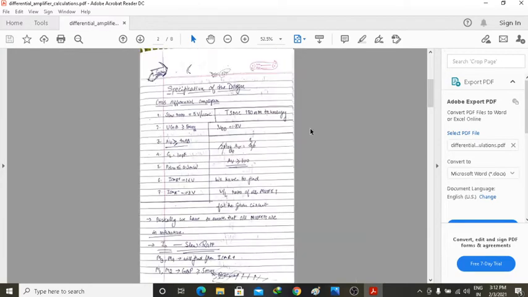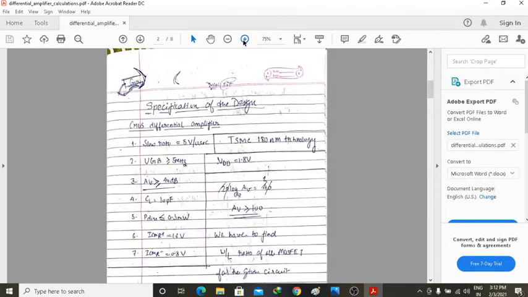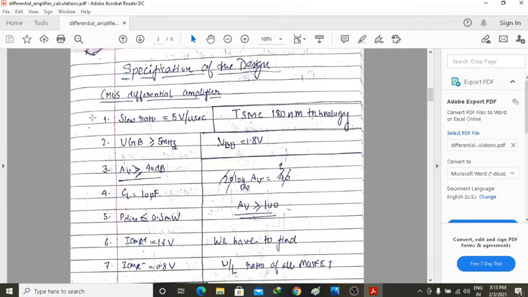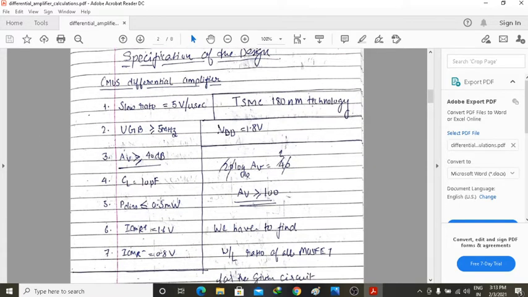So we are basically trying to design a differential amplifier having the following configuration. It should have a slew rate of 5 volt per microsecond. The gain bandwidth product should be greater than or equal to 5 megahertz. The voltage gain should be 40 dB, or on a normal scale it should be greater than 100. CL should be 10 picofarad. Power dissipation should be less than 0.3 milliwatt. ICMR plus should be 1.8 or 1.6, and ICMR minus should be 0.8 volt.